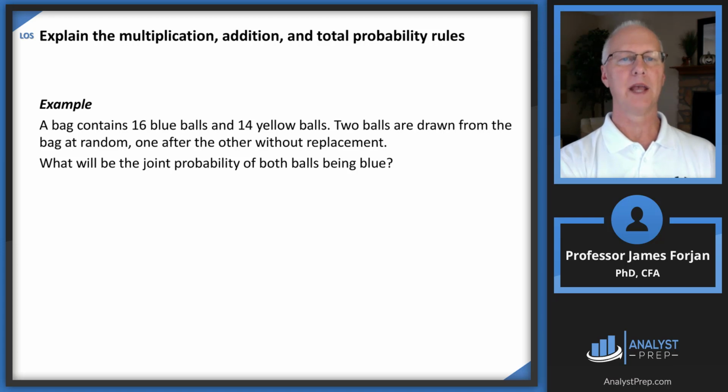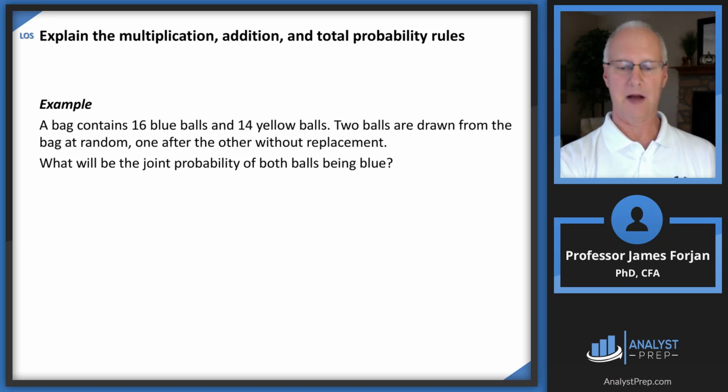All right, a bag contains 16 blue and 14 yellow balls. Two balls are drawn from the bag at random, one after the other. So that's important. And then without replacement, that's important as well. So what will be the joint probability of both balls being blue?